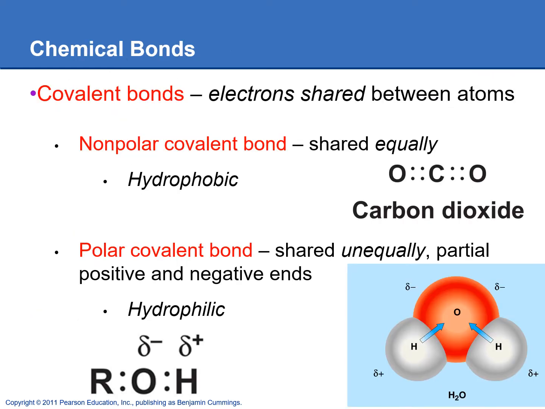Okay, let's just review some of the chemical bonds. So we're just going to take a look at 3 of them. We'll look at covalent bonds, hydrogen bonds, and ionic bonds. So remember covalent bonds. That's where the 2 atoms are going to be sharing electrons between them. So we have 2 different types of covalent bonds. We have nonpolar covalent bonds and polar covalent bonds.